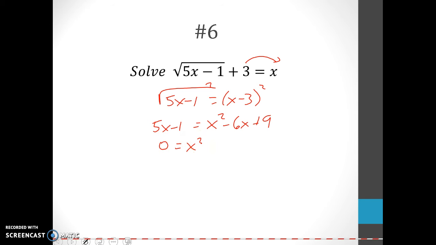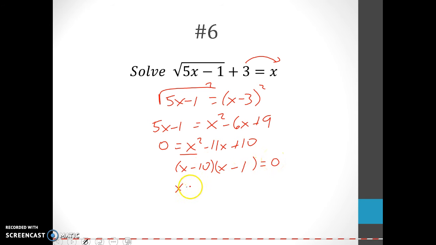But if I subtract 5x from both sides, it's going to be minus 11x. If I add 1 to both sides, it's going to be plus 10. Hoping again I can factor this. X times x does give me x squared. And if I go negative 10 and negative 1, they multiply together to give me positive 10, but then they add up to be negative 11, equals 0.